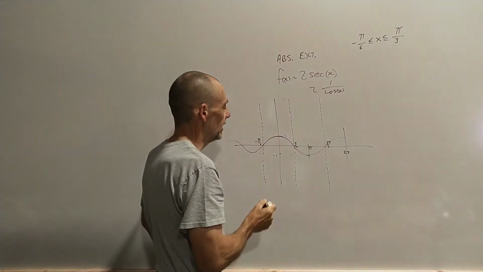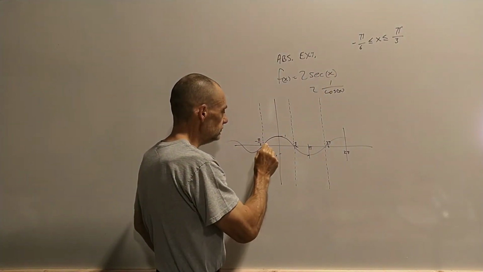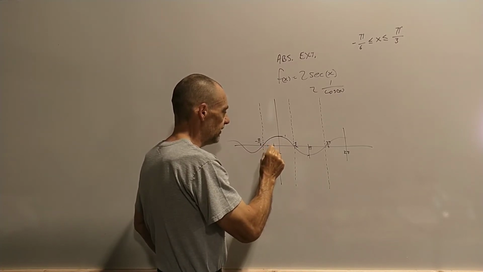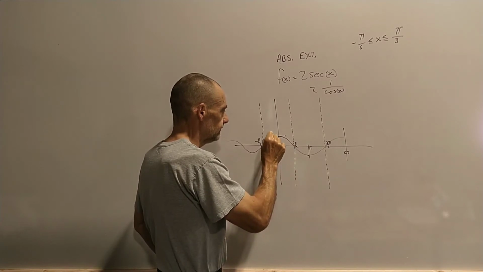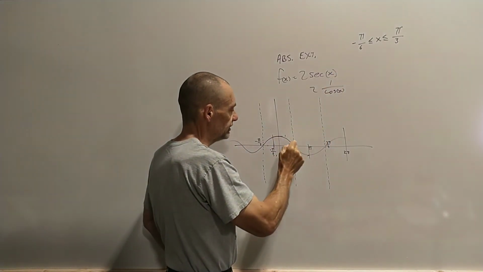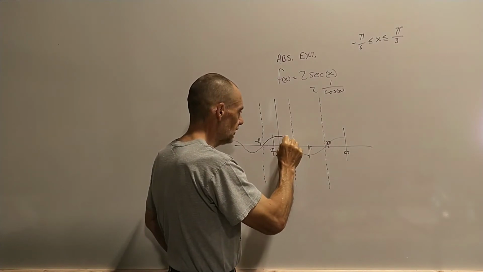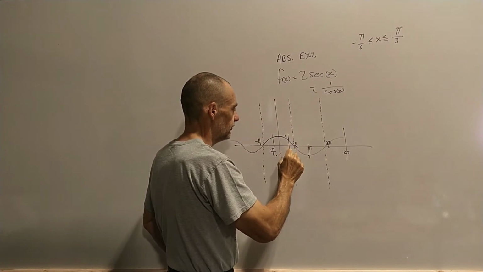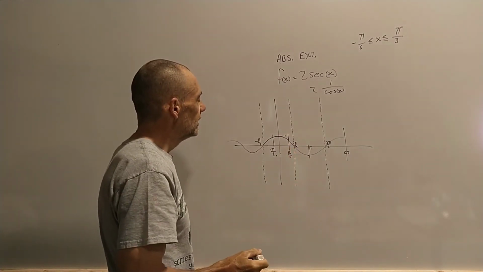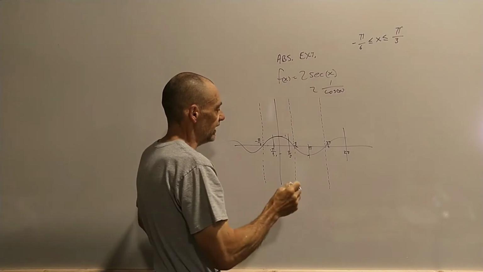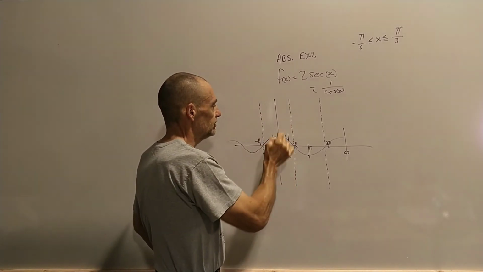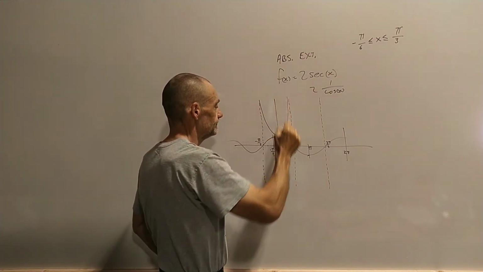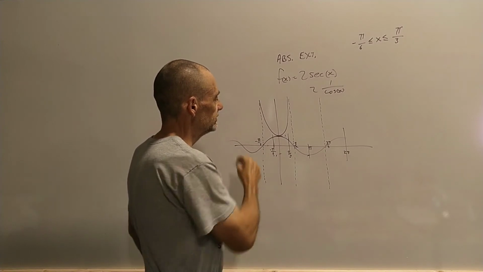And here we're between negative pi over 6, which would be about here, so this is going to be negative pi over 6, and pi over 3, which is, let's say, about here. So this is about pi over 3. So secant x in this domain is going to look like this. That's secant x. This is cosine x, that's secant x.